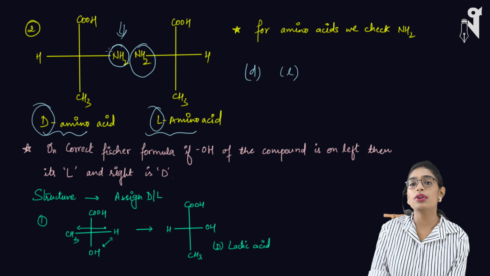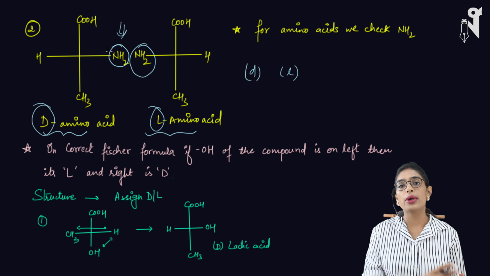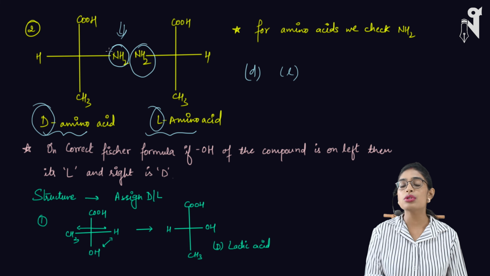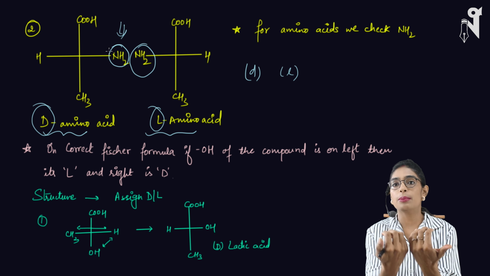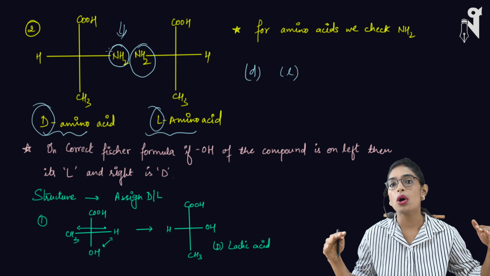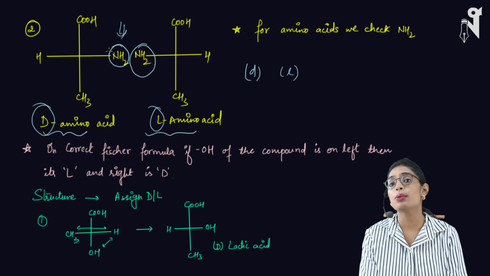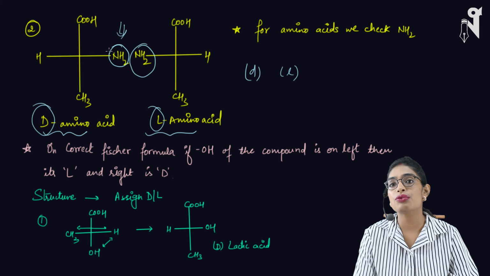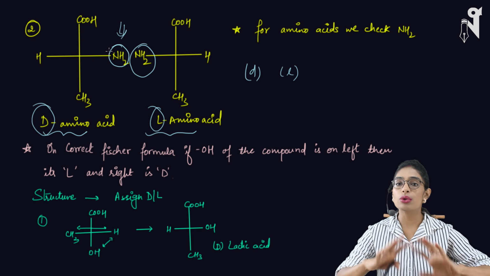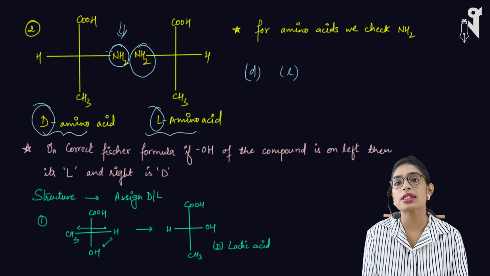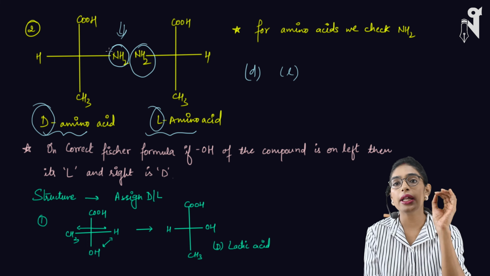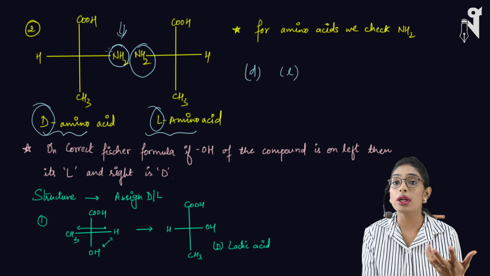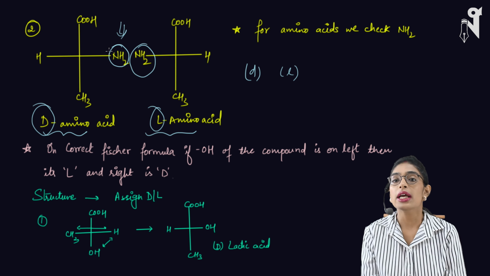Now, as I mentioned, there are multiple ways of writing a Fisher projection, and there are no fixed rules apart from just two things: the bonds which are coming towards the viewer should be on the horizontal line, and the bonds which are going away from the viewer should be on the vertical line. That is the mandatory condition for Fisher projection. Apart from that, to improve the Fisher projection, we have suggested many things: that the maximum number of carbons should be on the vertical line, and the carbon which is priority 1 should be on the top of the Fisher projection. All these are suggested methods to improve your Fisher projection.